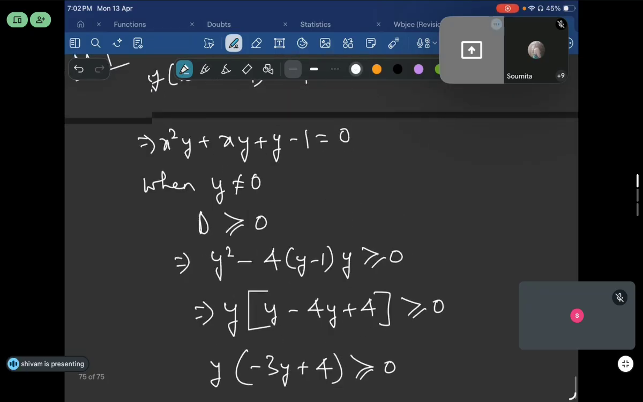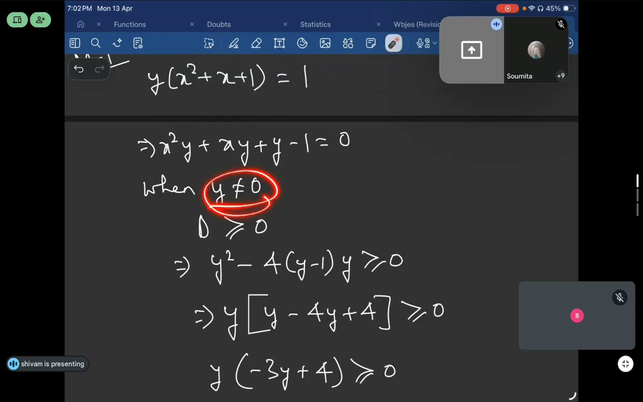Why open? Because I have considered that y cannot be equal to 0. Tell me. Are you people getting? Everyone?